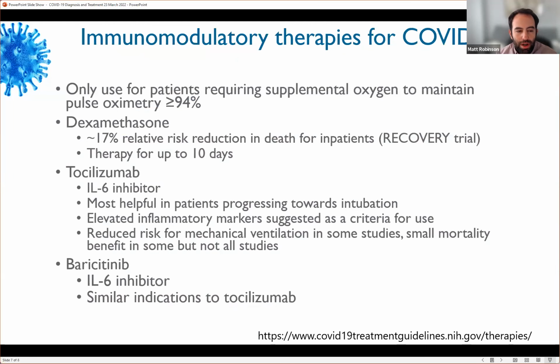For immunomodulatory therapies, these really should only be used in patients who are requiring supplemental oxygen. Dexamethasone is the best studied, which shows a 17% relative risk reduction in death. Tocilizumab, which this patient received, has a lot more caveats, and it really seems to be most helpful in patients who are rapidly progressing towards requiring mechanical ventilation. Baricitinib is another one that is out there. We've only really used it as a backup for tocilizumab if there's a reason it can't be used. I'll stop now to see if there are any additional questions.